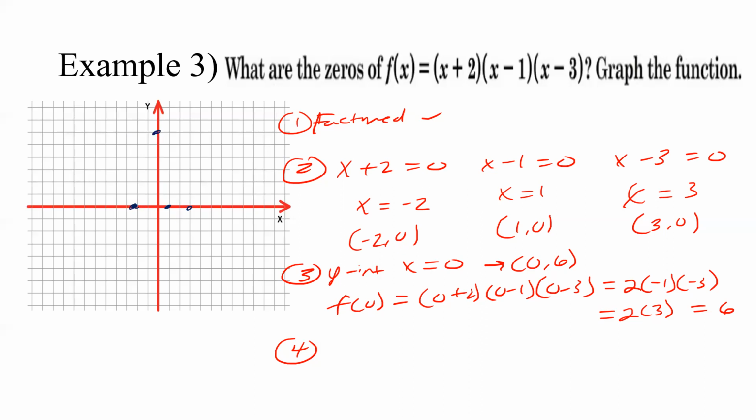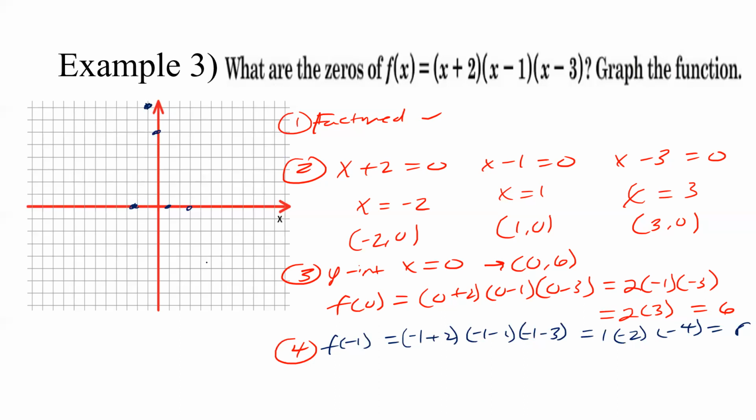So for the first value, let's do negative 1. We're going to find f of negative 1, which equals negative 1 plus 2 times negative 1 minus 1 times negative 1 minus 3, which equals 1 times negative 2 times negative 4, which equals 8. So at negative 1, I'm at 8. 1, 2, 3, 4, 5, 6, 7, 8.